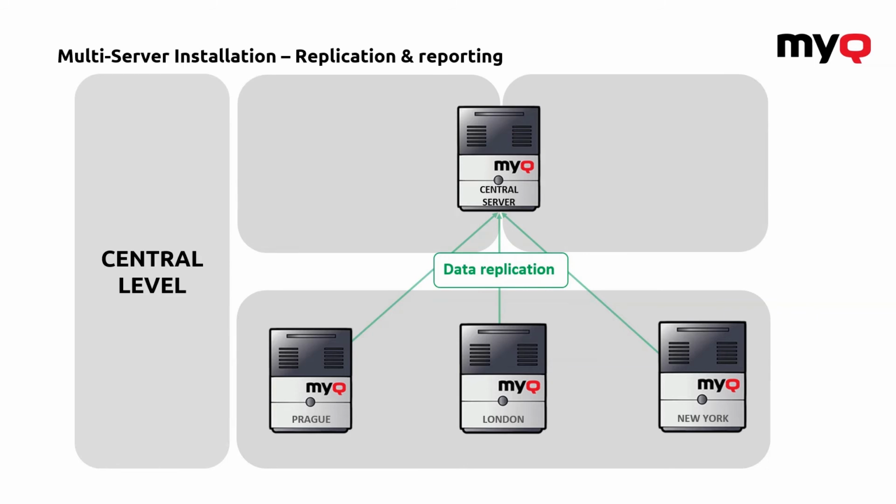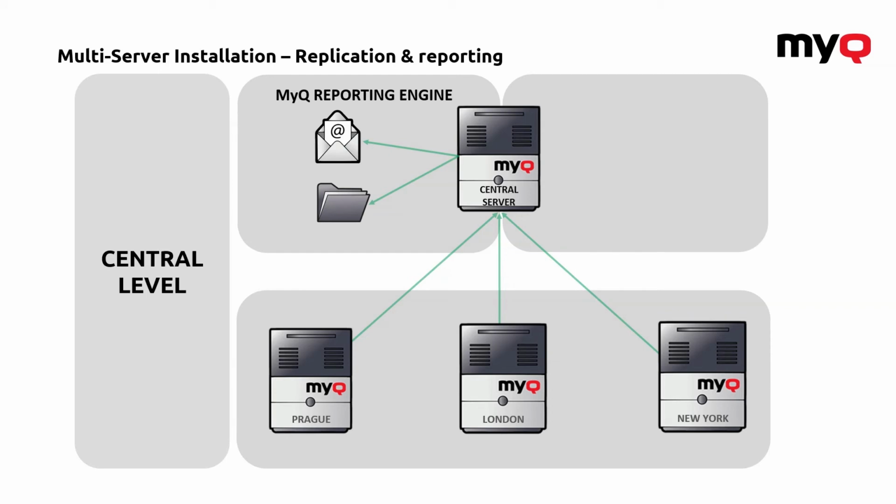Now, once the replication process is finished, there are two ways to extract the data and create your own reports. The first one is the same as for any other MyQ server, using the MyQ reporting engine. Basically, you can just select one of the templates that have been prepared for you, modify it, and then schedule it. Based on that schedule, the system will automatically send it to your email or folder. If you are interested in more details about the way the reporting engine works, I would definitely recommend you watch the related video.